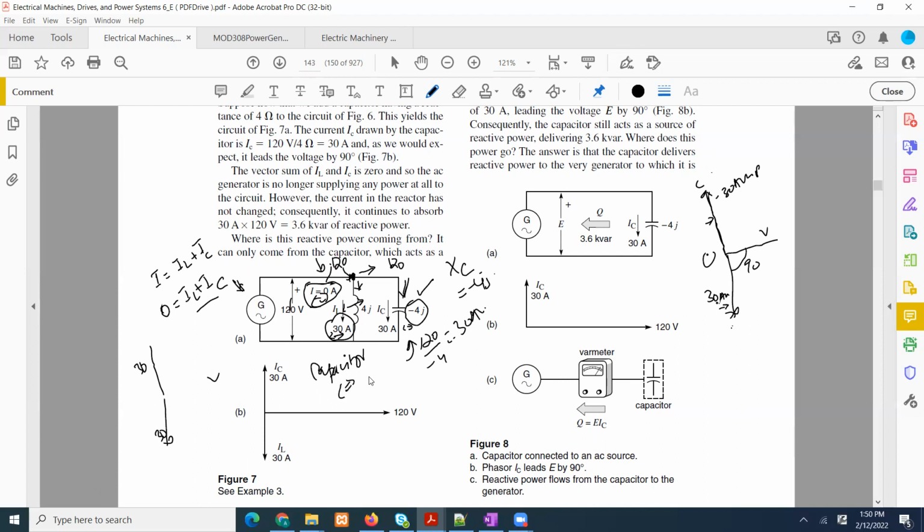the capacitor produces what? Reactive power. Why? Because the inductor absorbs reactive power. So the reactive power of this capacitor is 30 times the voltage, which is 120. The voltage is 120, so 120 times 30 again is 3600, and this 3600 VAR is provided by the capacitor in this case. I hope that makes sense.